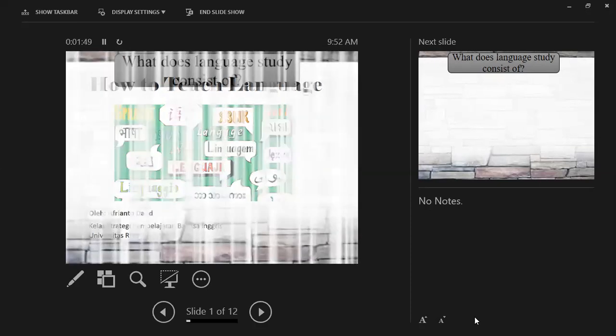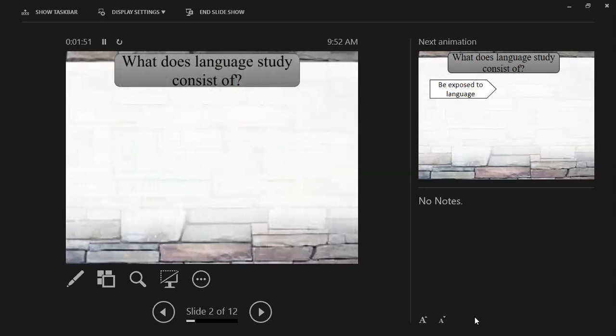Okay, everyone, let's start first with this question. What do you think a language study consists of? Or what does language study consist of? So Jeremy Harmer mentioned some points that a language study should consist of these aspects. And the first aspect is exposure.